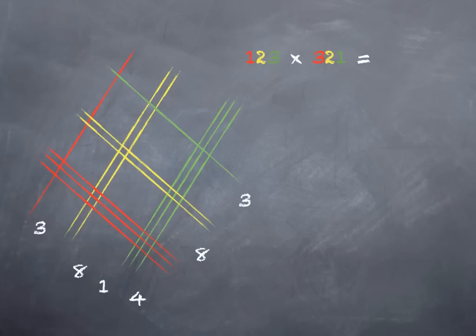So I take that 1 and I bump it over to the thousands place, and I wind up with 39,483, which happens to be the correct answer.